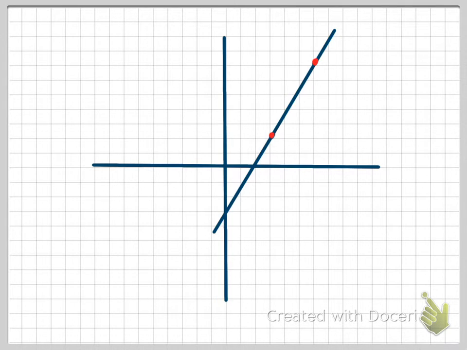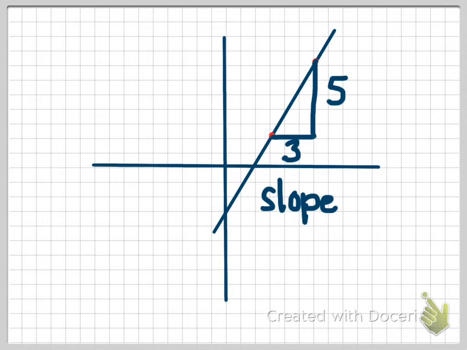Okay, here's the line, and here are 2 points that are on the line. If we were looking at the graph for the rise over run, we want to look at how much it went up and how much it went over. So that's 1, 2, 3, 4, 5 up and 3 over. From the first point to the second point, it went up 5 and to the right 3. So the slope is 5/3.